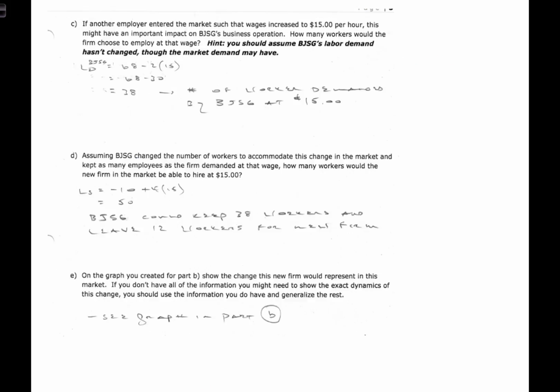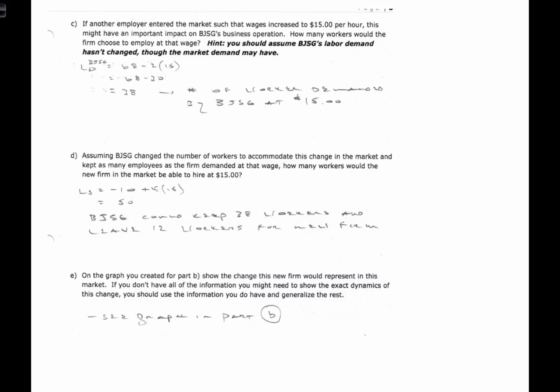So I now say, okay, if another employer entered the market. So remember, employers, when they enter a market, they demand labor. So another employer enters this market such that the wage increases to 15. So the additional demand has brought about an increase in the wage to 15. This might have some impact on BJSG's business operation. So how many workers would the firm choose to employ at that wage?